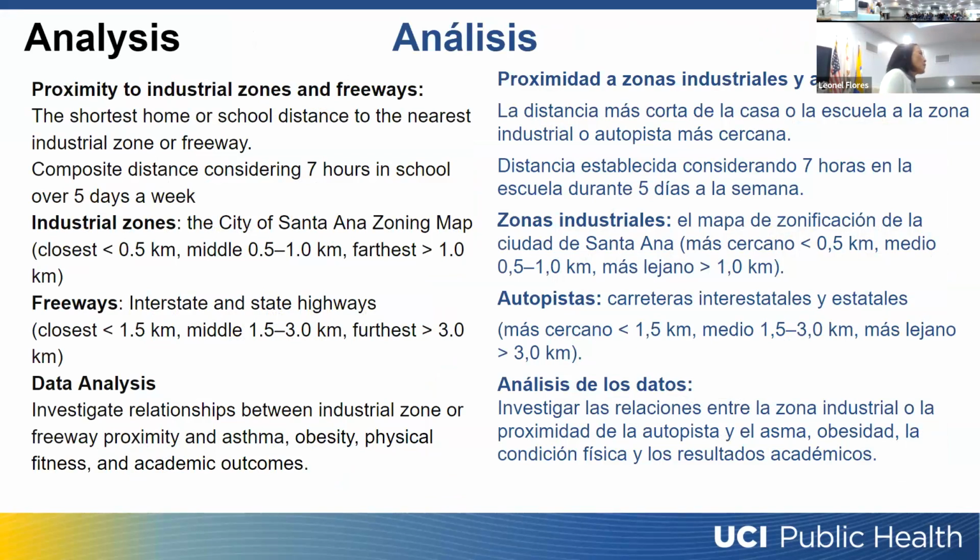So, we first, based on the residential addresses, we mapped these addresses. We get the latitude and longitude coordinates of each home, and then we map them, and then we calculate the distance from each home to the industrial zone. And we also mapped all the schools and calculated the distance from schools to each of the industrial zones.